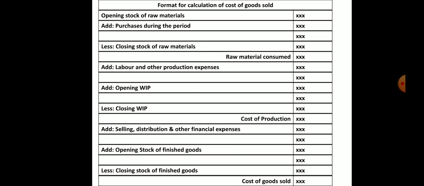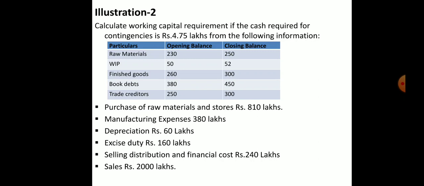From this format we have calculated raw material consumed, cost of production and cost of goods sold. These three major costs are very important for calculating the operating cycle. So it's clear, students. Next we will go for the next illustration.